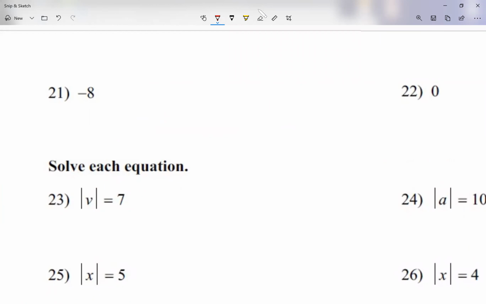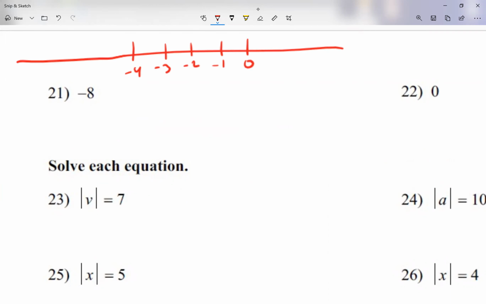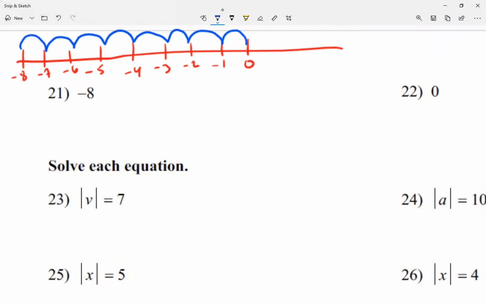-8, right? So imagine I have the number line. Let me draw my number line again. There's 0, and then I'm going to have -1, -2, -3, -4, -5, -6, -7, and I have a -8. So now I'm going to count my spaces. So from 0, let me go 1, 2, 3, 4, 5, 6, 7, and 8 spaces.